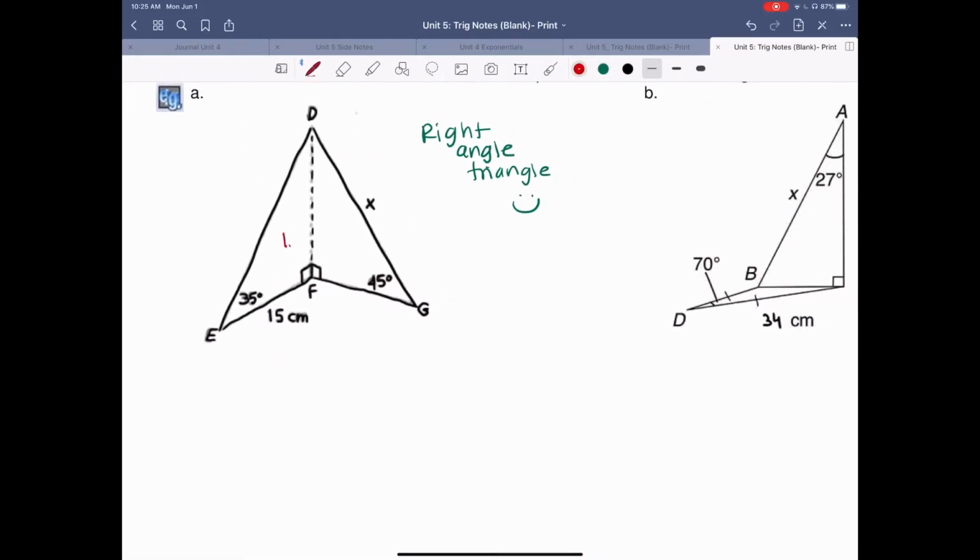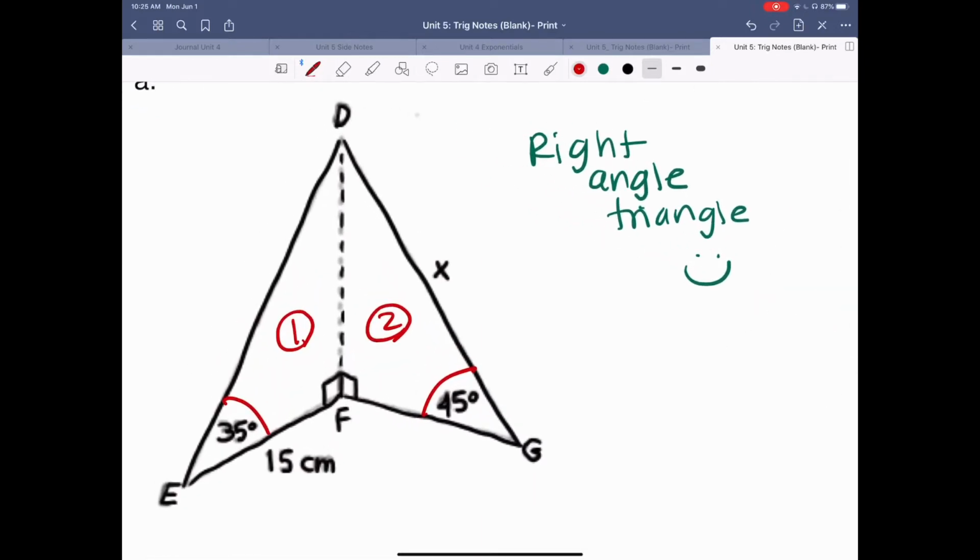So start off by labeling. Okay, so this is triangle 1, this is triangle 2, let's say. These are my angles that are given. What else? Over here, I should be able to solve for these really quickly because I have 90 degrees, 35 degrees. That means I could calculate that as well as the other ones.